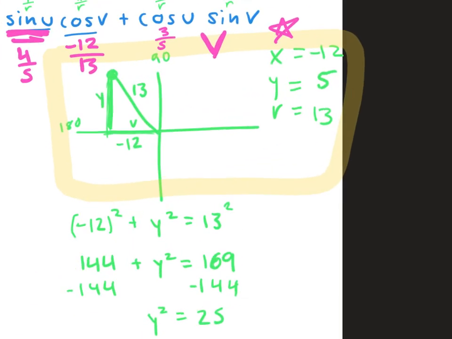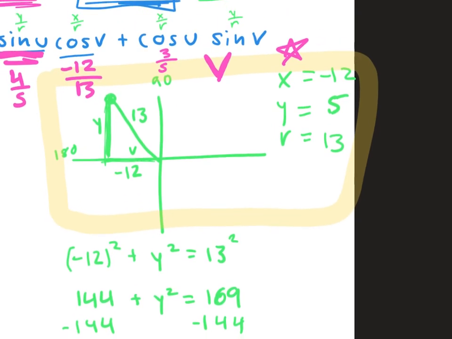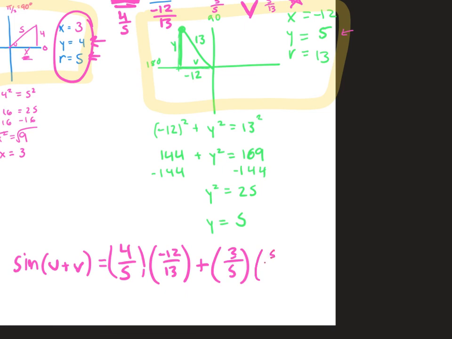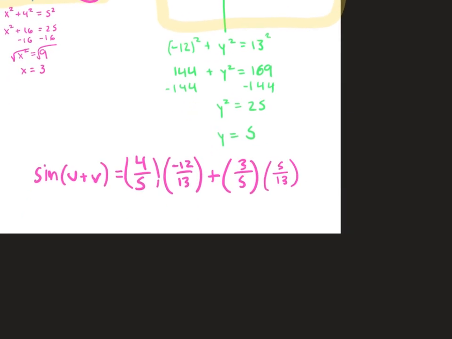And then sine of v, so we go back to our v triangle. Sine is y over r, so we look at our y. 5 over 13. And now we just multiply to simplify. Multiply the tops together and the bottoms. What's 4 times negative 12? Negative 48. What's 5 times 13? 65. 3 times 5? 15. And 5 times 13 again is 65.